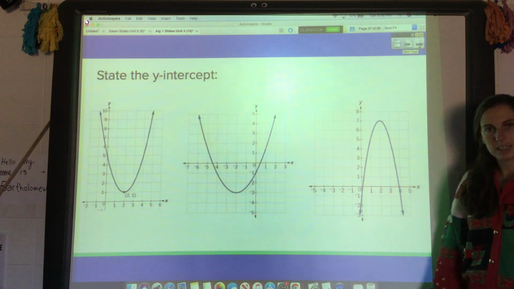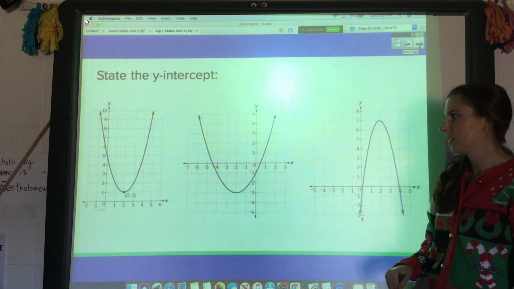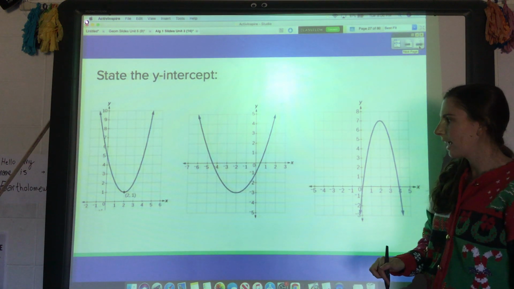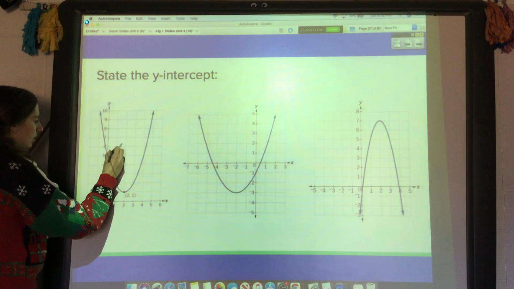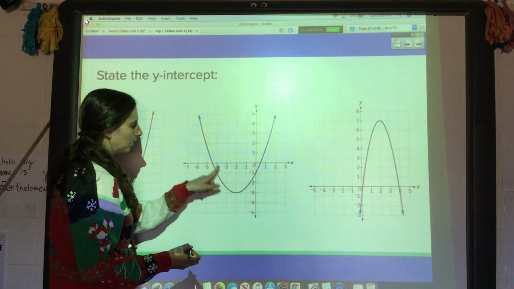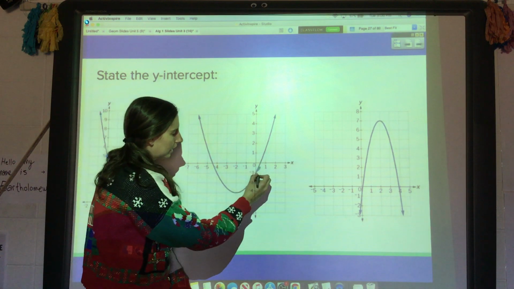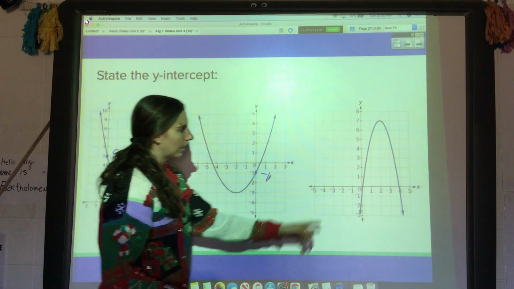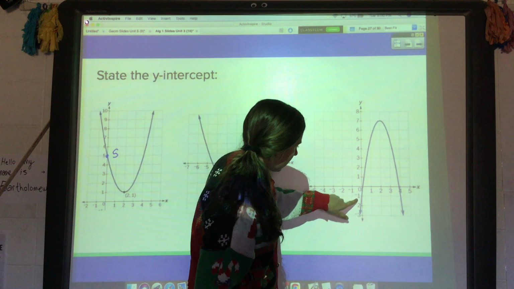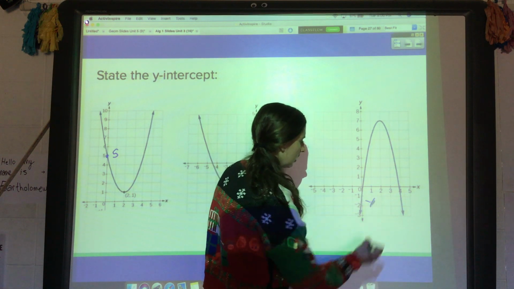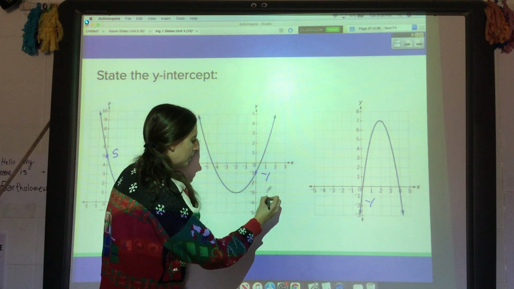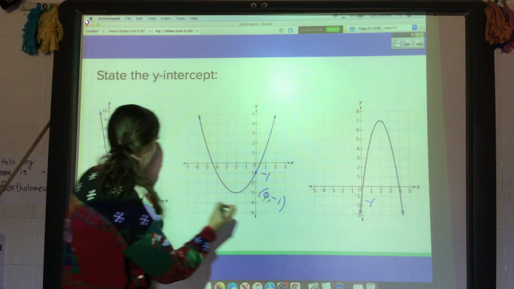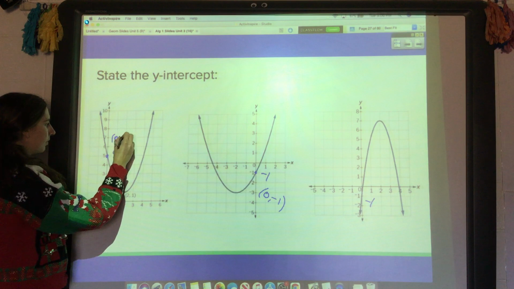The y-intercept doesn't get a special name, it's just the y-intercept. As always, that's where it hits the y-axis. So on this one, the y-intercept is 5. On this one, the y-intercept is -1. And on this one, the y-intercept looks like it's -1. If you want to put the full coordinate, you can, like (0, -1) or (0, 5). It means the same thing.